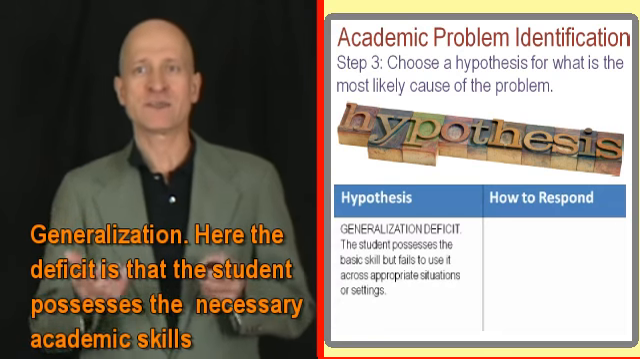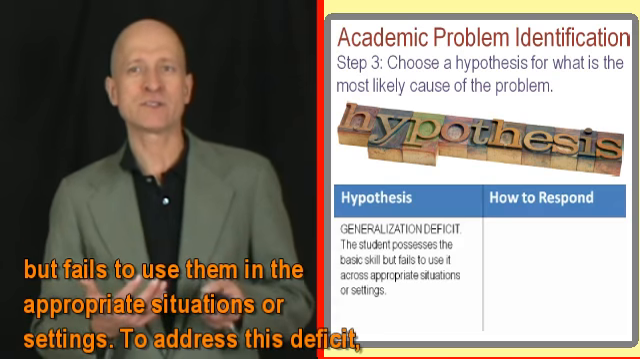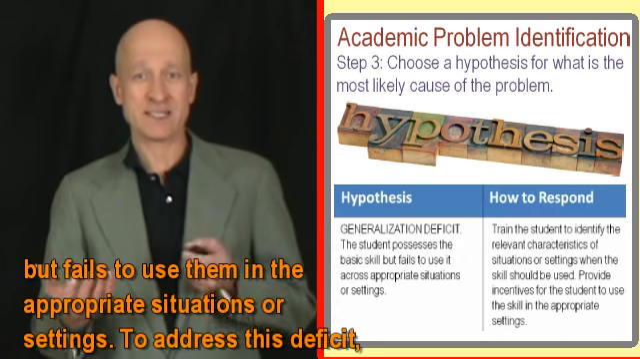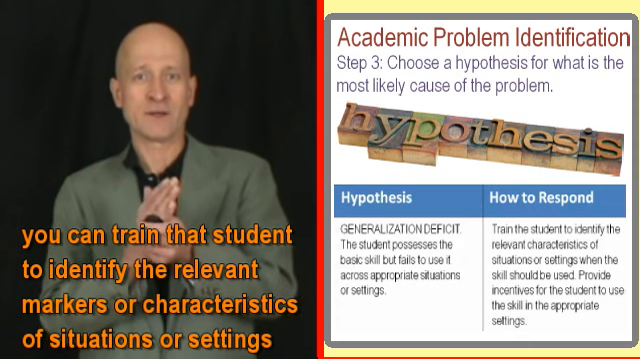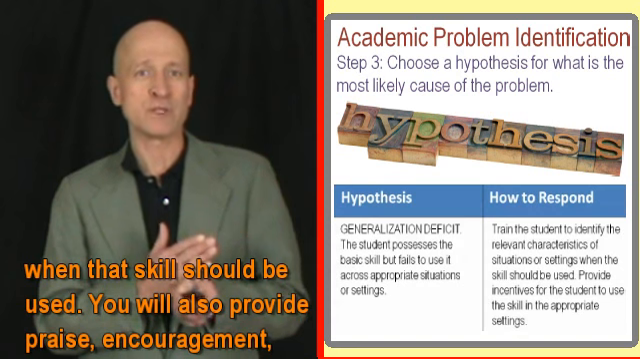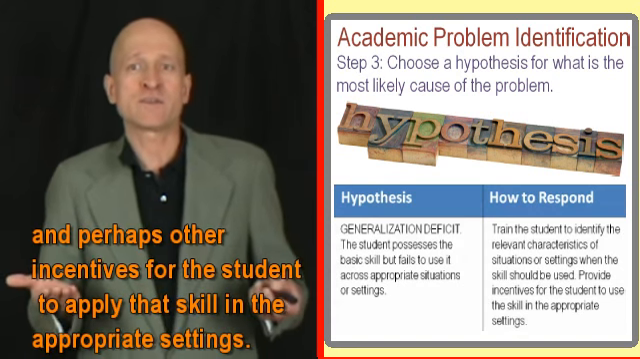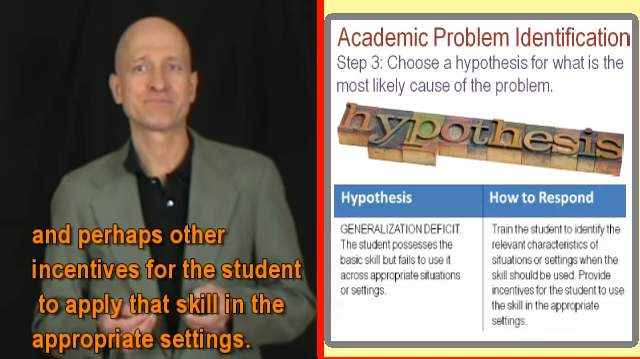Generalization. Here the deficit is that the student possesses the necessary academic skills but fails to use them in the appropriate situations or settings. To address this deficit, you can train that student to identify the relevant markers or characteristics of situations or settings when that skill should be used. You'll also provide praise, encouragement, and perhaps other incentives for the student to apply that skill in the appropriate settings.